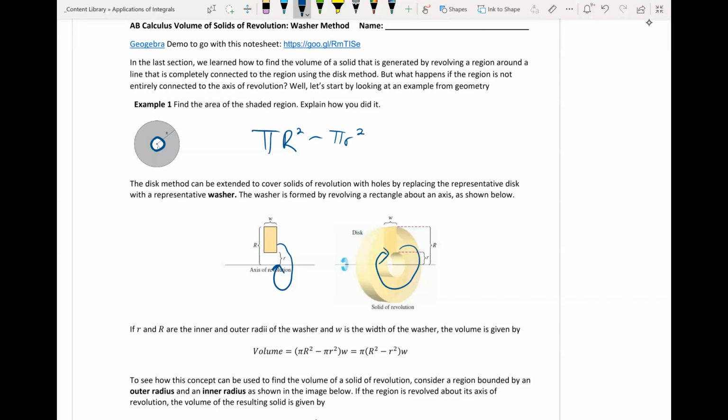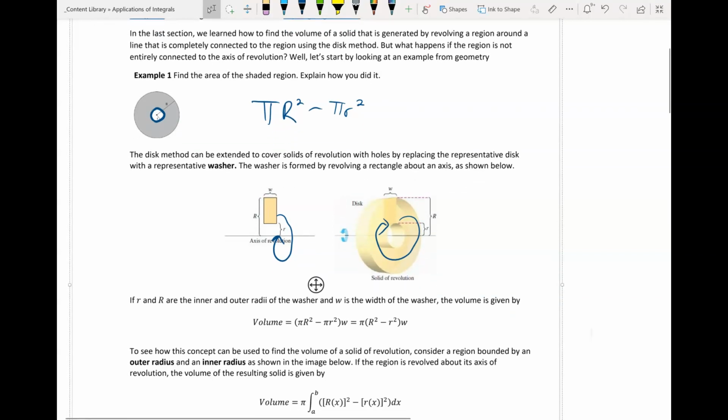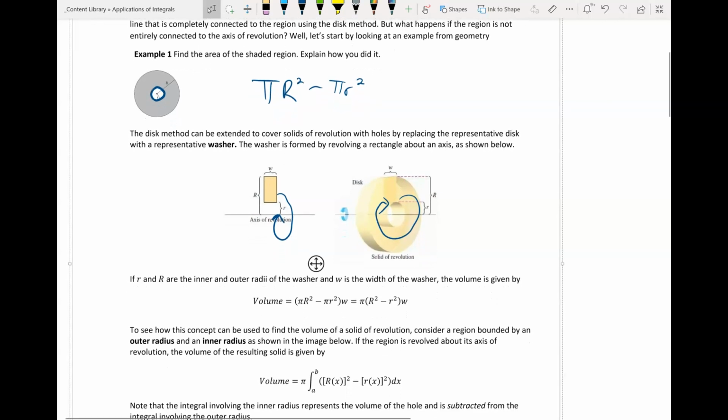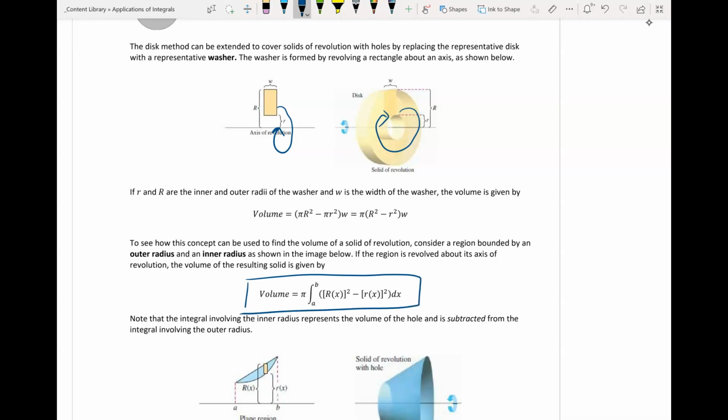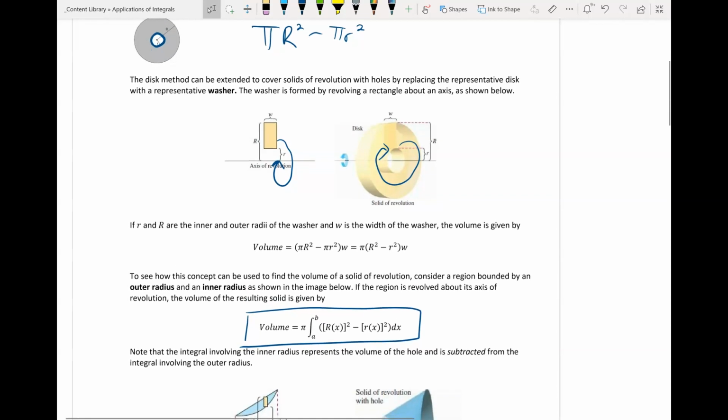If I want to find just the area so I can find the volume, the area of a circle is pi r squared. I would find the area of the largest circle and then subtract the area of the smaller circle. We're going to use a similar sort of thing when we are finding the volume, which is this equation right here. And this is what we're going to use for our washer method.